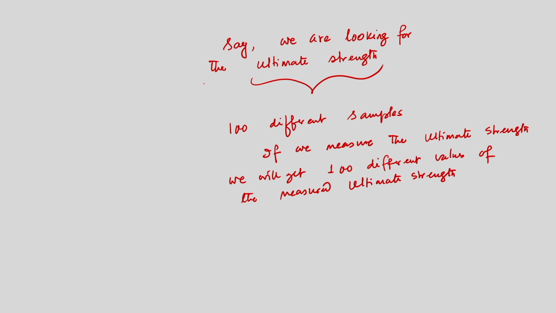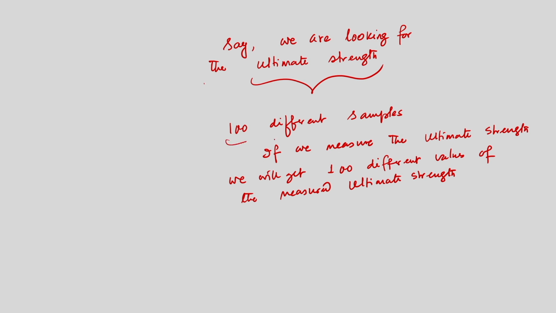From our common experience we can say that if we take 100 different samples and measure the ultimate strength of all 100 samples, we will certainly get 100 different values of the ultimate strength. This is quite normal. We may get equal values for 2 or 3 different samples, but it is our experience that we will get 100 different values of measured ultimate strength. Why are we getting so? This is a very important question.